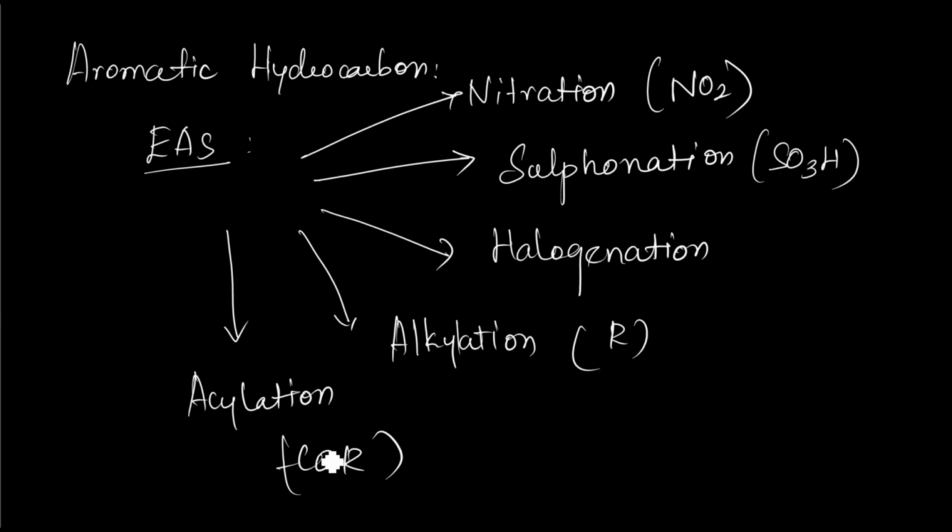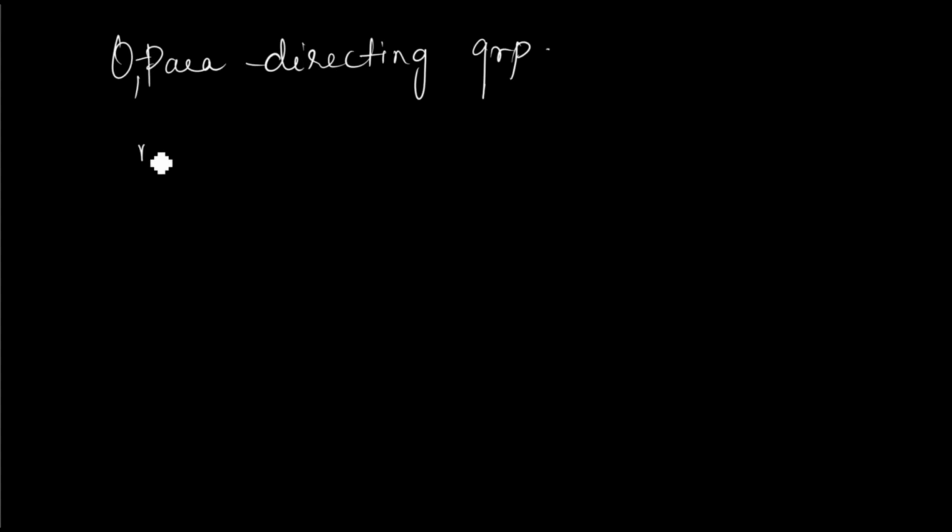What kind of question can we expect? They will give you the reactant, tell you what is going to happen, and ask you to predict the product. For that, you have to know about electron withdrawing groups and electron donating groups. Why? Because there are two scenarios in case of substituted aromatic compounds. The first one is ortho-para directing groups, and another one is meta-directing groups.